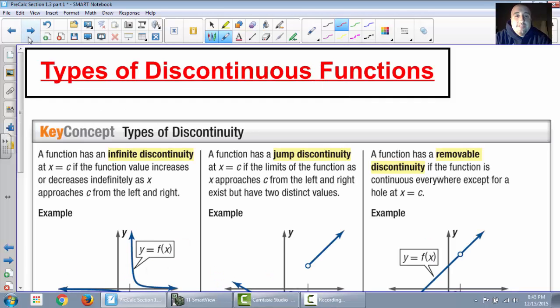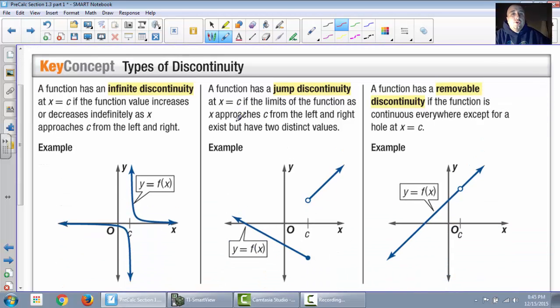So, types of discontinuous functions. There are 3 types of discontinuities. This first one, number 1, is called an infinite discontinuity. Infinite discontinuity means that at x equals c, the function value increases or decreases indefinitely. Here's our c, the point we're looking at. Notice the graph goes up infinitely on the right, and when we approach c from the left, it goes infinitely down. When you have an increase or decrease indefinitely as x approaches c from the left and the right, it's called an infinite discontinuity.